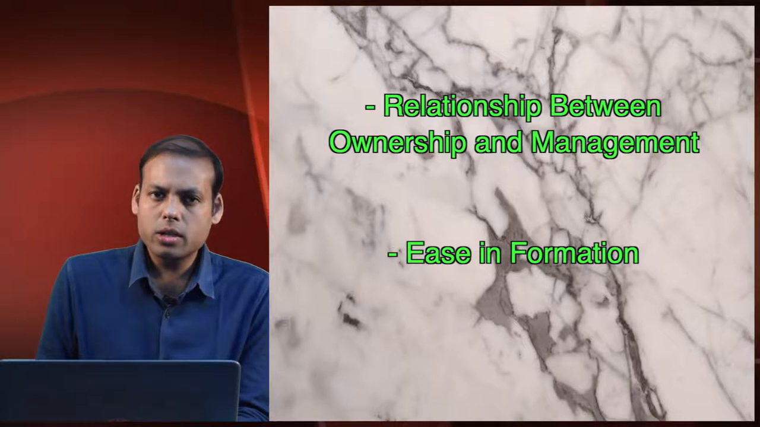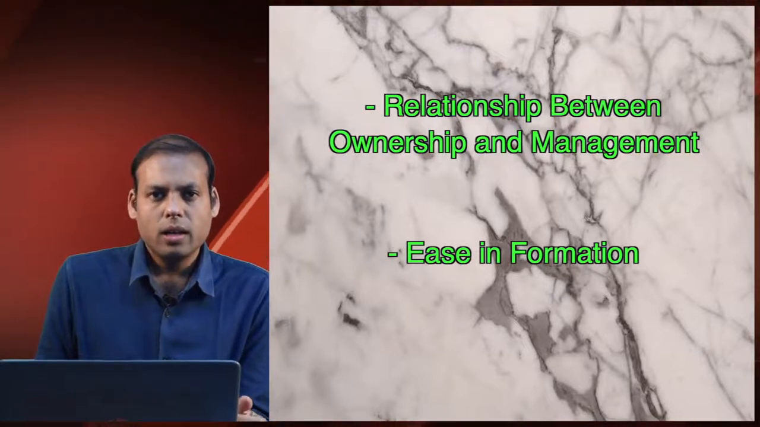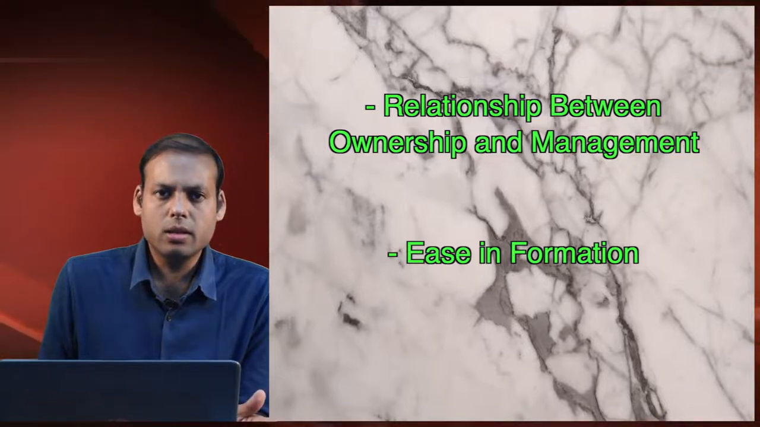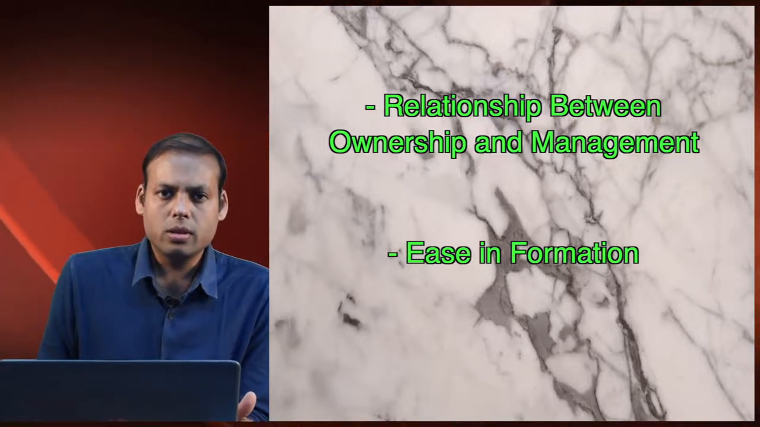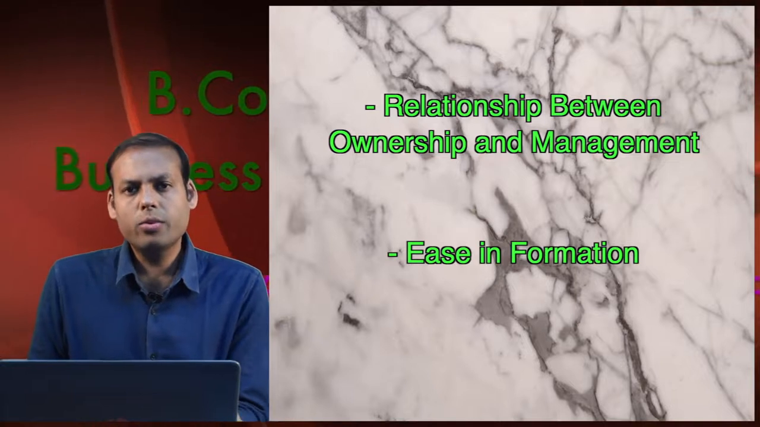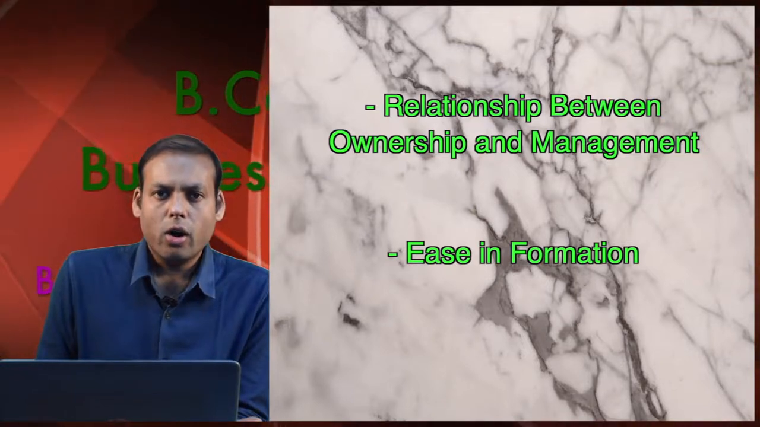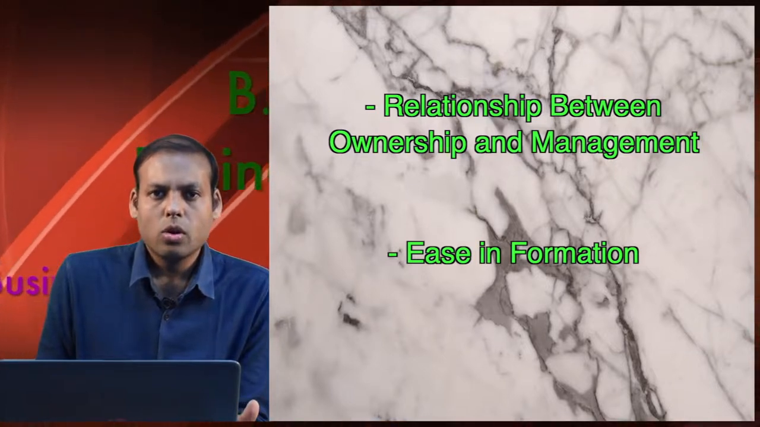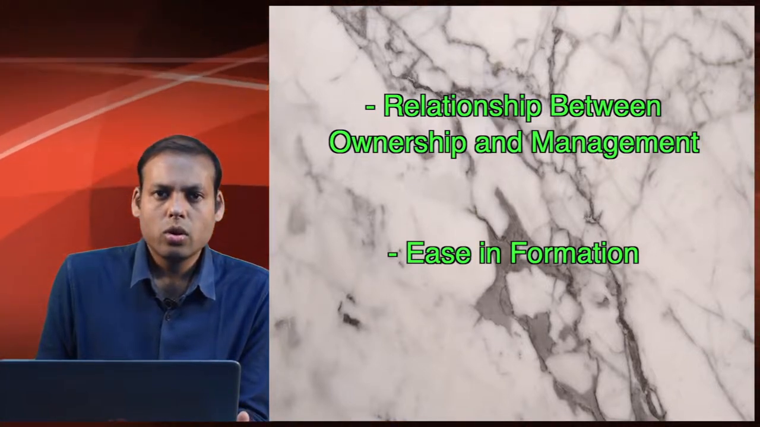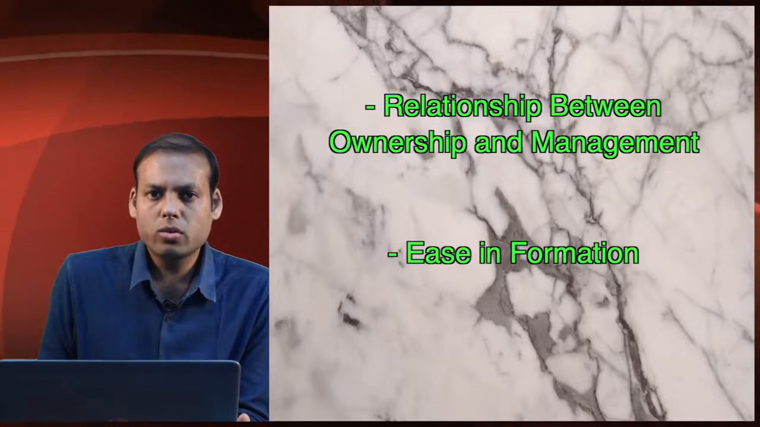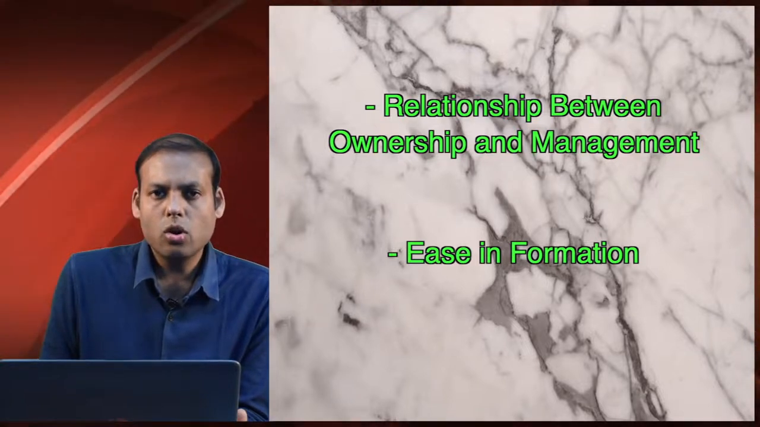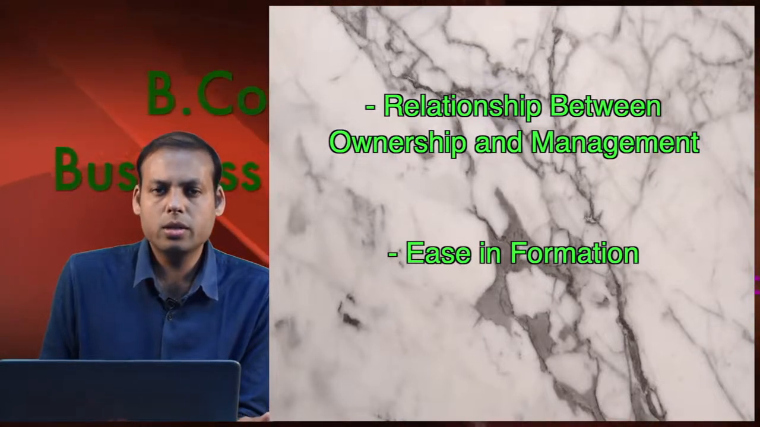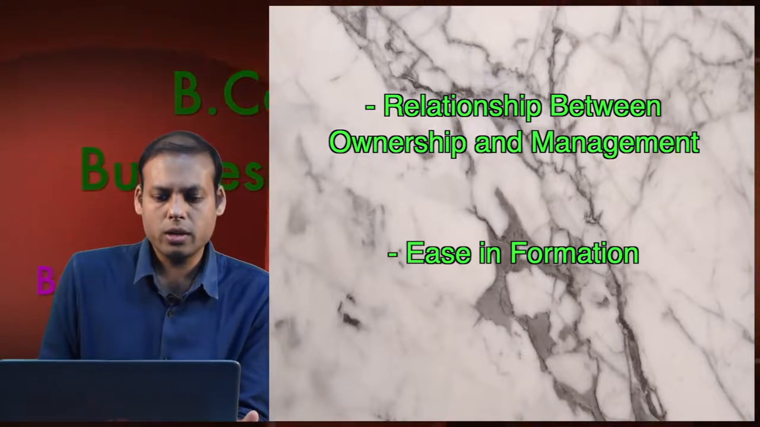Relationship between ownership and management. In case of sole trade business and partnership business, the owners are the managers. They manage their own business. In case of joint stock company, ownership and management are two different aspects. Owners are the shareholders and the board of directors manages the day-to-day affairs of the company. So, owners do not take interest in the day-to-day affairs of the company. It is generally managed by the board of directors.